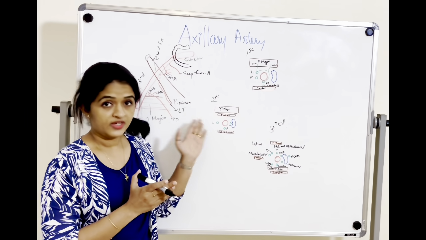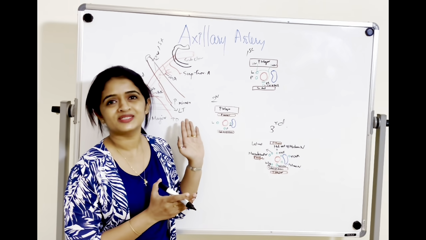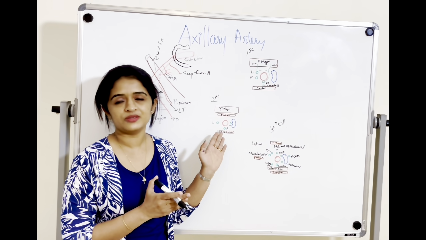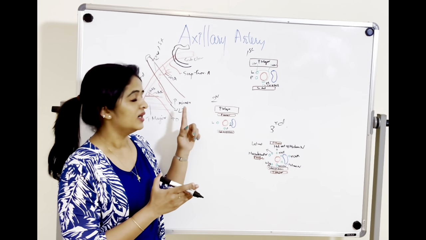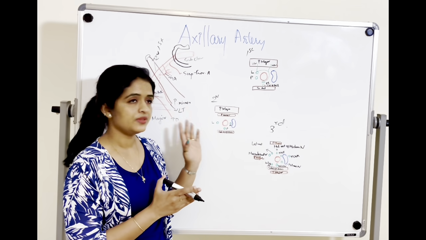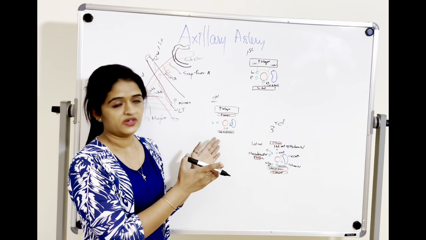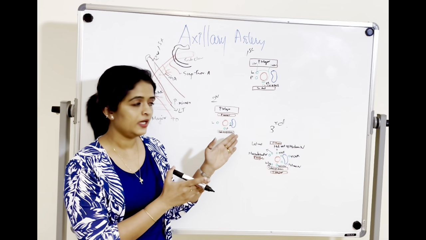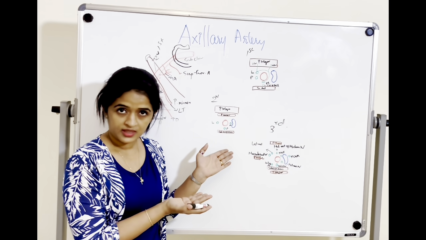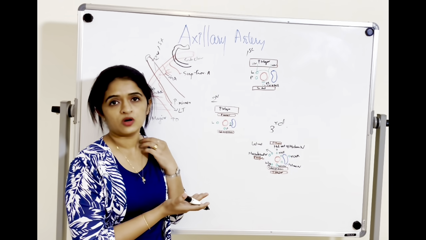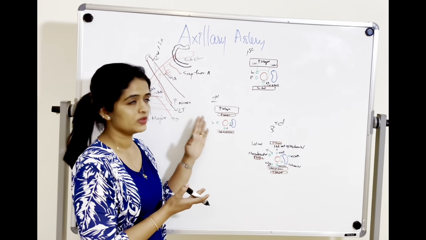We can show the chords of the brachial plexus lateral, medial and posterior in the second part as the name is given. That is, medial chord can be shown medially, posterior chord can be shown posteriorly, and the lateral chord can be shown laterally. So that is the second part.